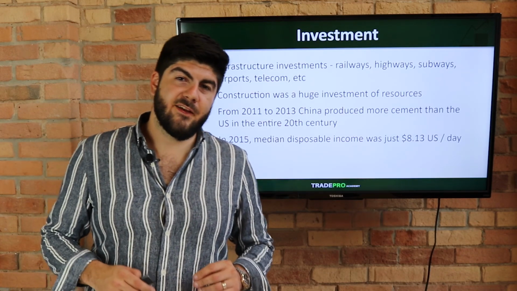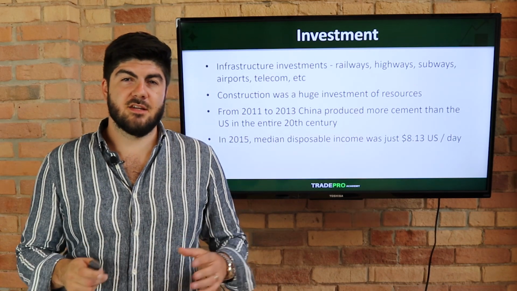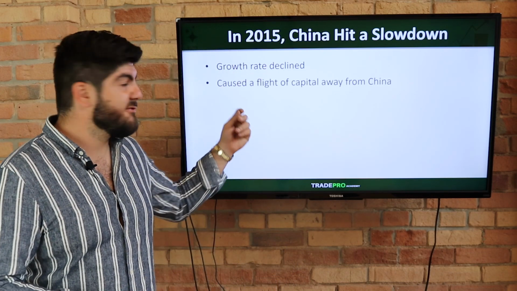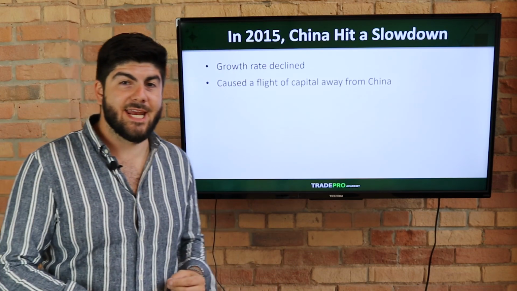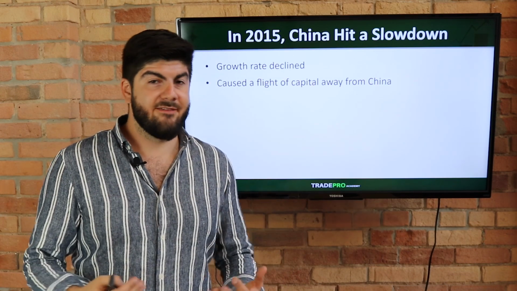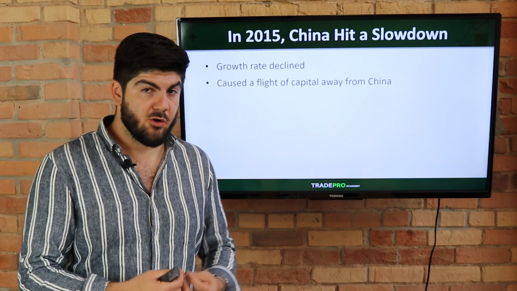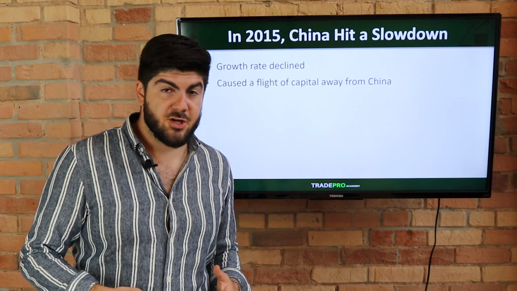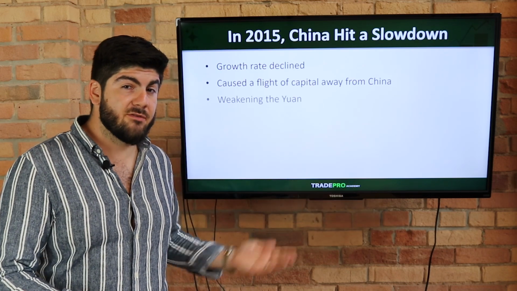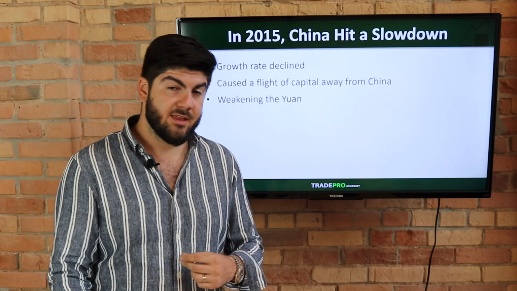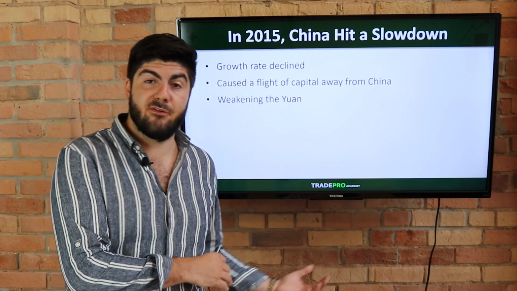In 2015, the Chinese economy hit a slow patch and it began to contract. The growth rate declined, and as a result, it caused a flight of capital away from China. Because money was leaving China, they sold the yuan and investments they had valued in the local currency, the yuan, and that selling put downside pressure, directly affecting the value of the currency and causing it to be worth less, or devaluing the currency as money fled from China.